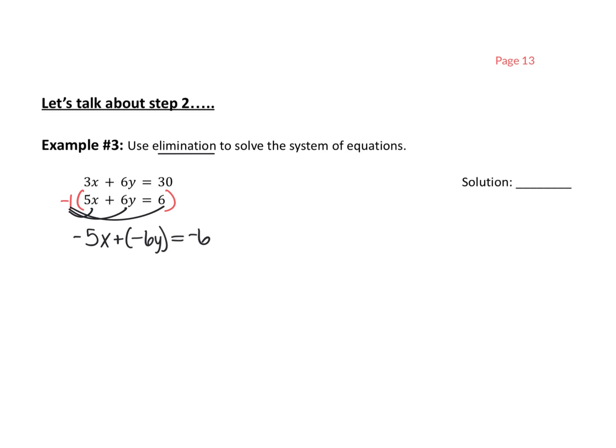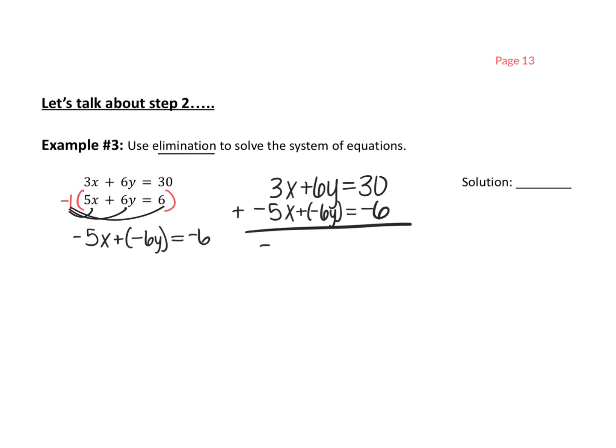When I do that, I'm left with negative 2x. My y's cancel out, and I have 24 on the right. When I divide each side by -2, I'm left with x equals -12.